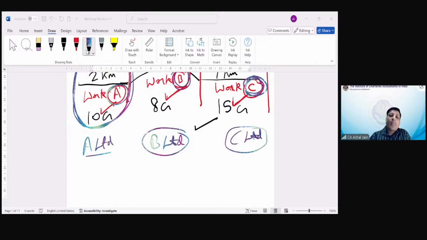So we can say in such a situation, where there are three contracts and for each contract there's a separate party, the respective party will recognize its revenue. A will recognize revenue for contract A after completing contract A. B Limited will recognize revenue for contract B after completing contract B. C Limited will recognize revenue for contract C after completing contract C.